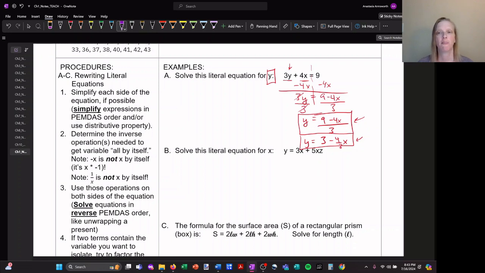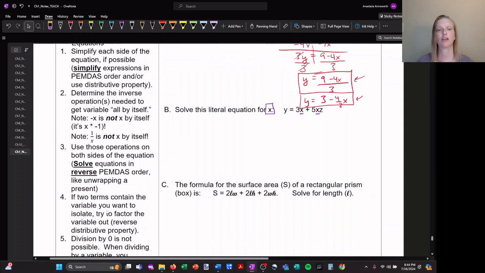Let's do another example. This time we want to solve the literal equation for x. We want to get x all by itself on one side of the equation. Now, if you ever come up with a situation where x is in two places in the equation, the best thing to do is try to factor the variable out. You want to try to do the reverse distributive property.